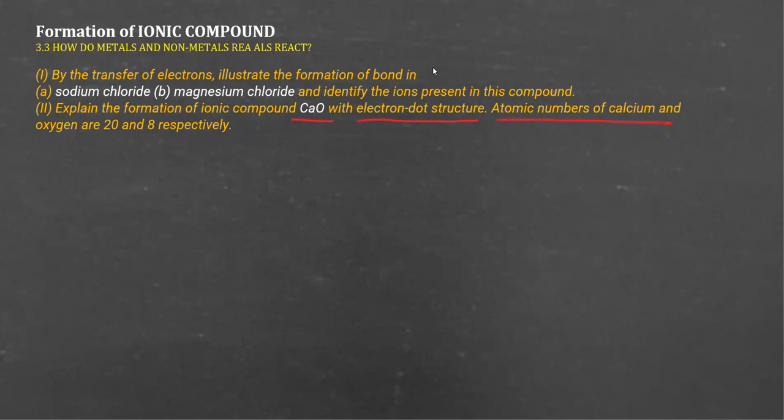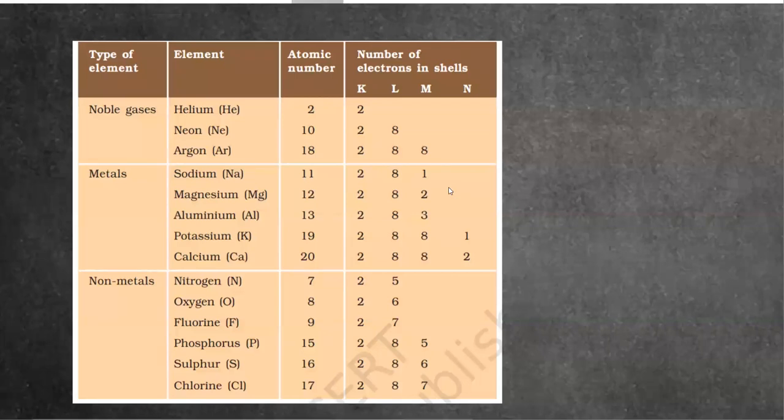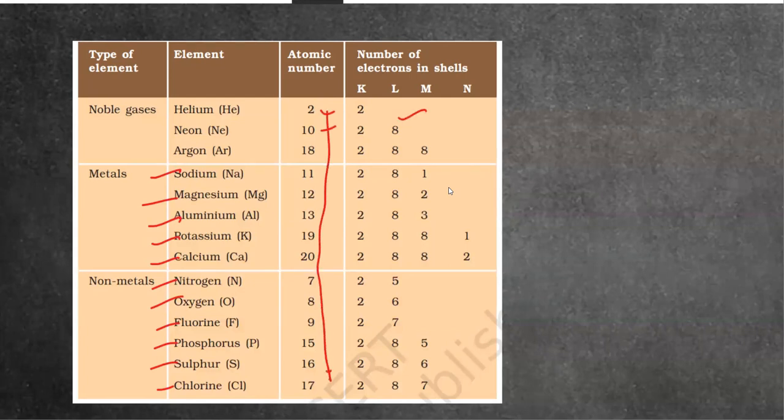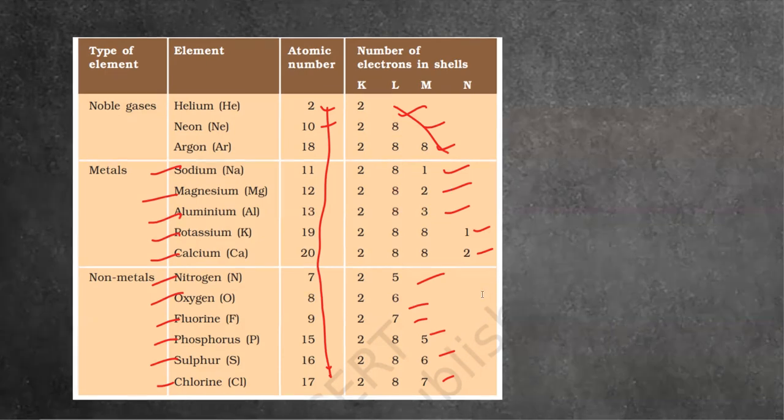In this question, as you can see, the atomic numbers of oxygen and calcium are given. But it is always wise to learn the atomic numbers of a few of the elements given in the table of your textbook. I'll show you which table I'm talking about. I'm talking about this table. The minimum atomic numbers that you should know are of these elements, along with their electronic configuration. You have been taught in class 9th about it, but now you have to recall these things in order to do formation of ionic compounds using electron-dot structure.